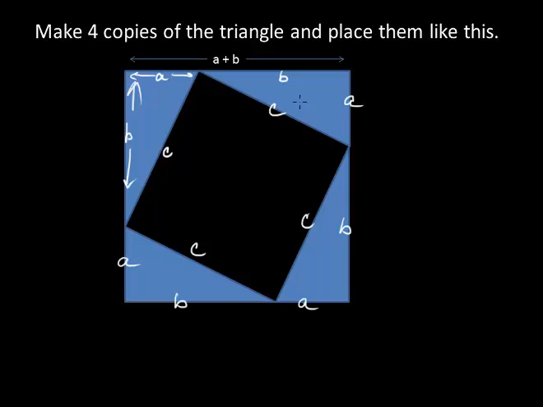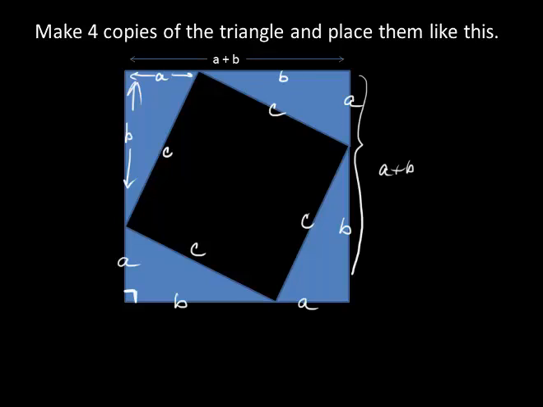Okay, so I just labeled the sides of the 4 triangles, and we know that this is a right angle, so this is definitely a square because each side is A plus B. Notice up here I have A plus B. A plus B is the length of that side. So this is an A plus B by A plus B square.